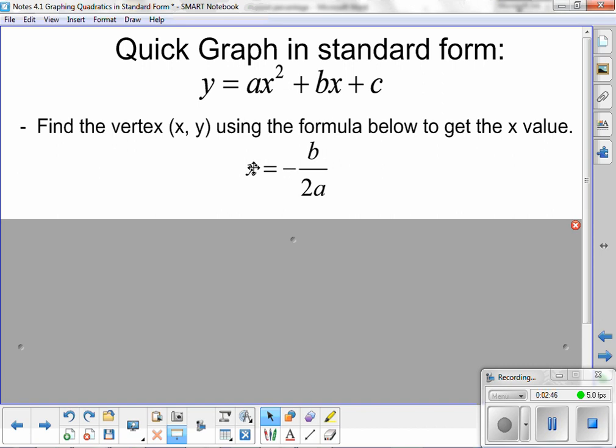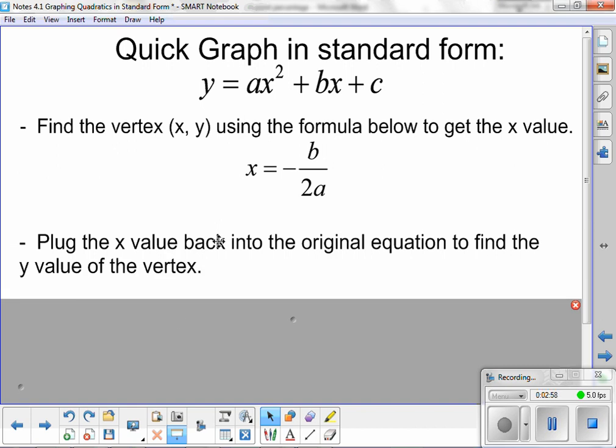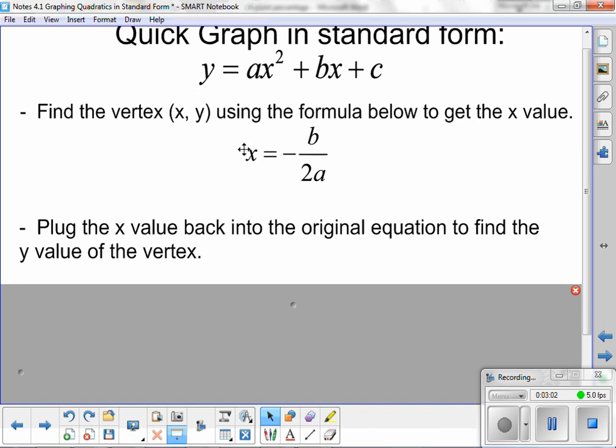So for example, if x was -6, you'd put -6 in here, put -6 in here, a, b, and c will be numbers, and then you just evaluate that and you'll get your y. So after you get your x, plug it back into the original equation, and then you'll get your y value back out. Now that'll get you your vertex.